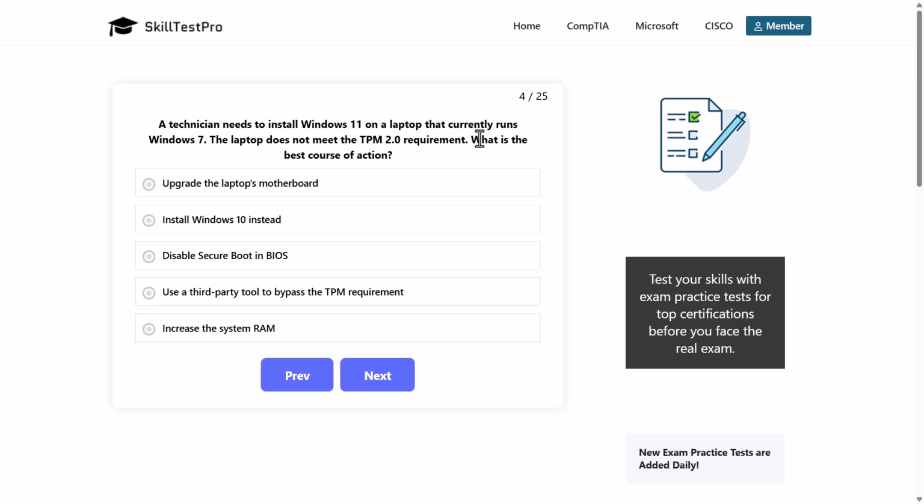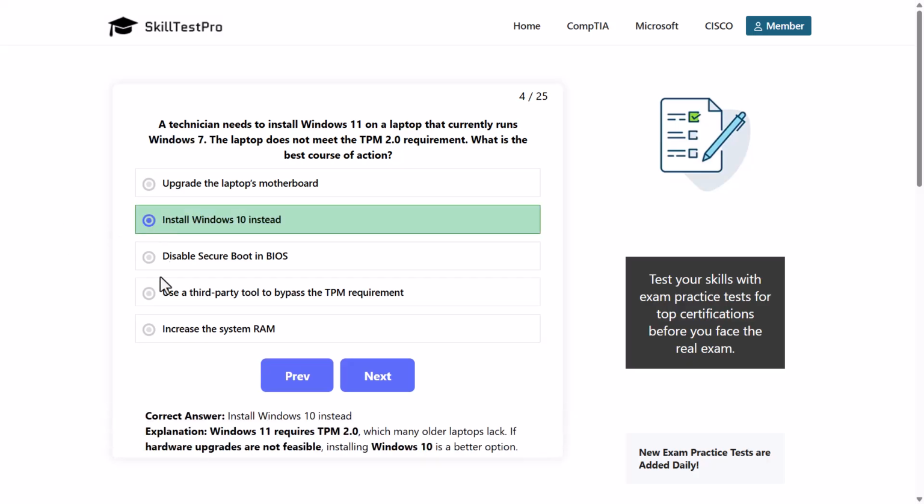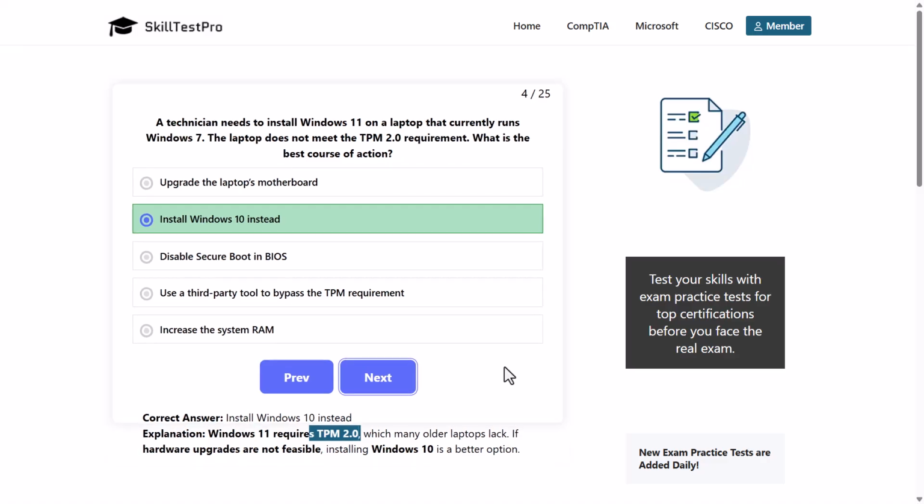So here, what is the best course of action if we would want to install Windows 11 on a laptop which runs Windows 7? And the correct answer, which you should also know, is that the best option would be to simply install Windows 10 instead, as Windows 11 requires TPM 2.0, which many older laptops lack. If hardware upgrades are not feasible, installing Windows 10 is the better option.